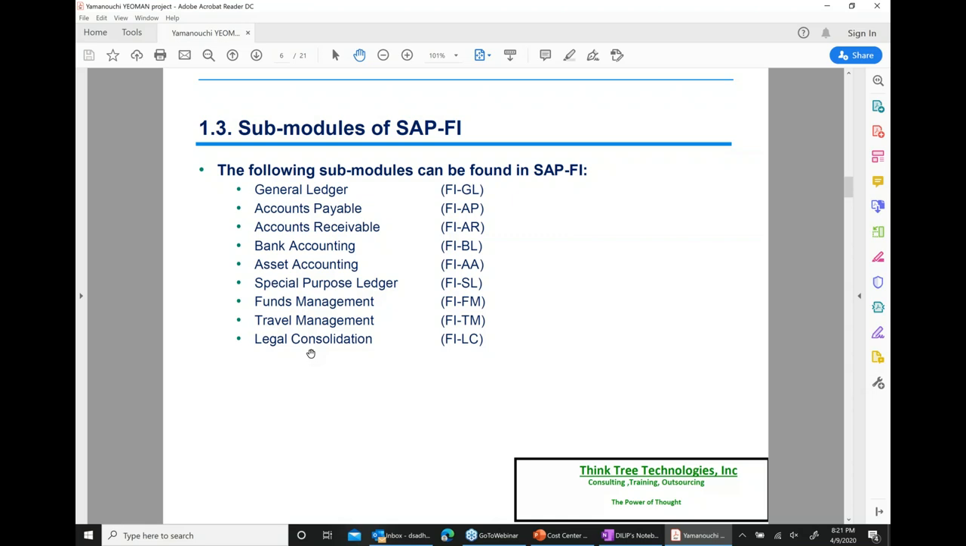And then you have legal consolidation, where many times you have many entities, company A, B, C, D, and you want to group them. You want to see group reporting, you want to see a group balance sheet, etc. So that is legal consolidation. Within finance, these are the different submodules.